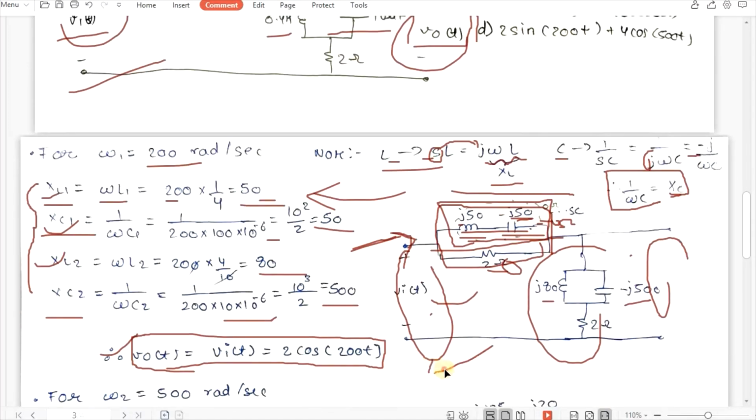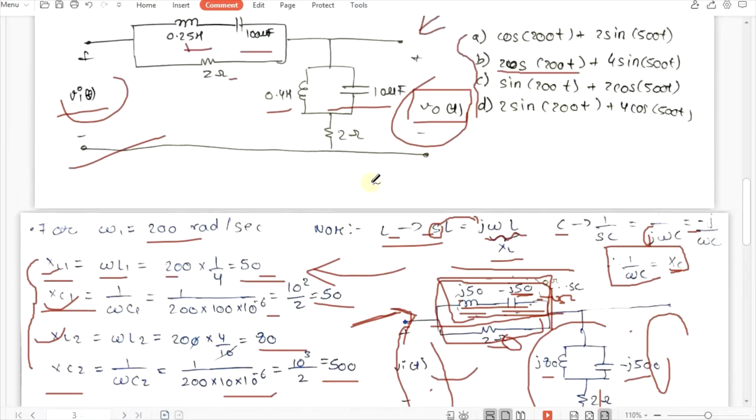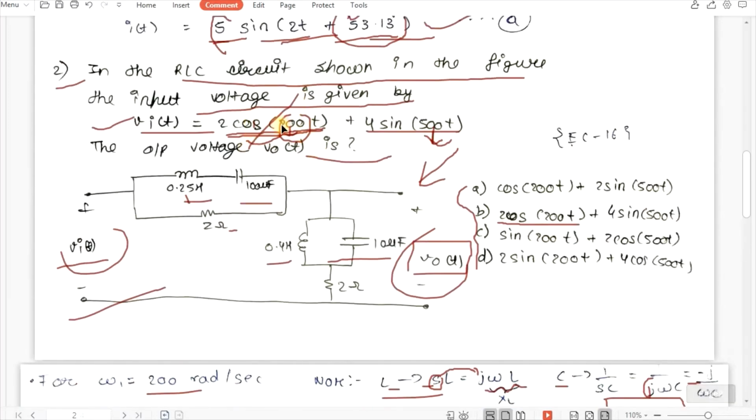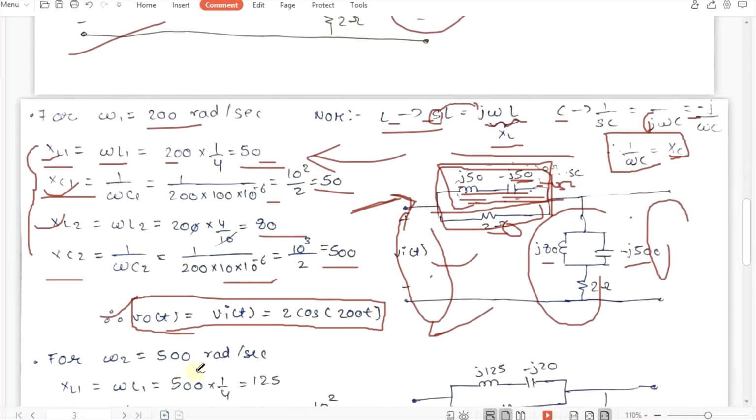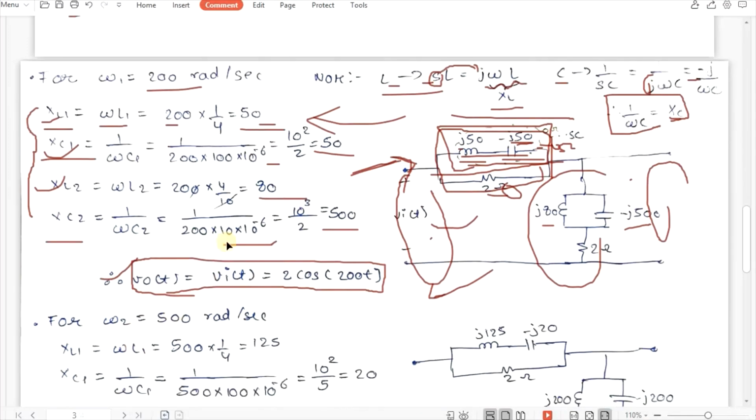But let us see the other part also. For the other part, you have to deactivate this input and activate this one. If we activate this, we will get our omega as 500. A similar process follows: first we convert to the Laplace domain, then we get the reactances.